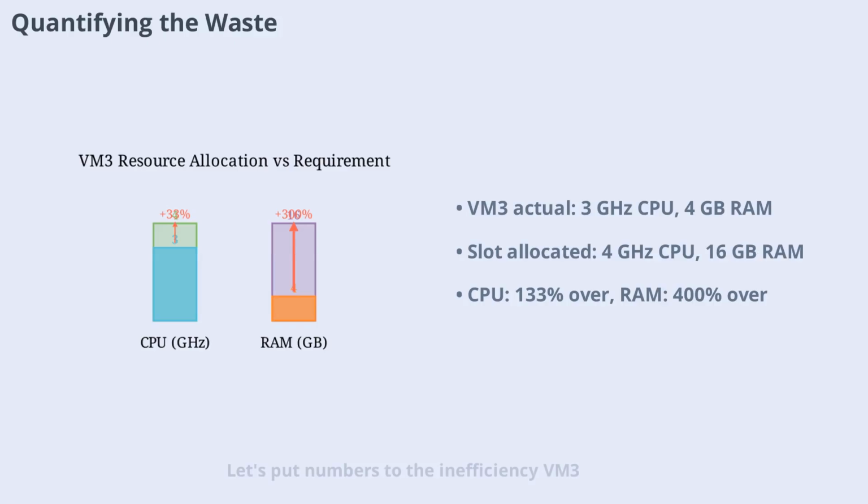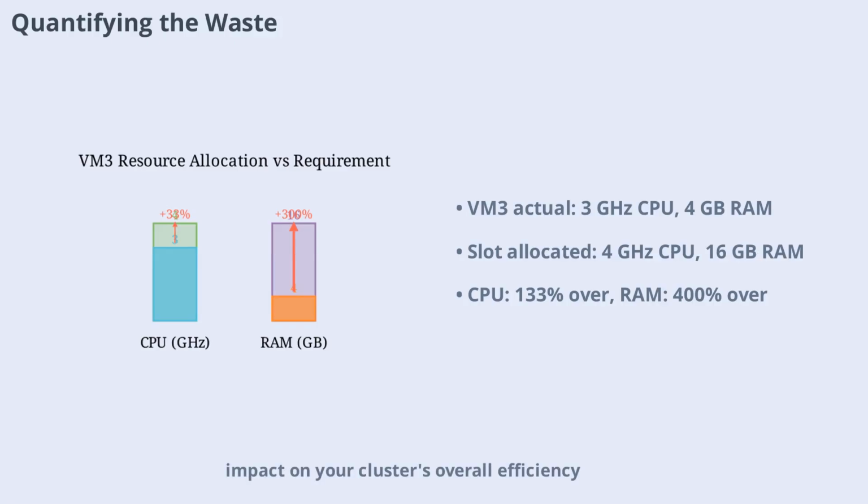Let's put numbers to the inefficiency. VM3, which needs only 3 GHz CPU and 4 GB RAM, is allocated a slot of 4 GHz and 16 GB. That's 133% more CPU and 400% more memory than it actually requires. This quantified waste is the central trade-off of the slot-based model, and it can have a significant impact on your cluster's overall efficiency.